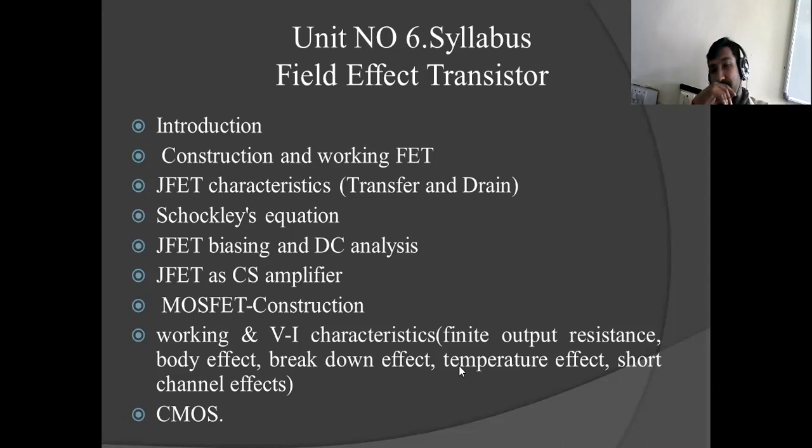Okay, so we see the tree diagram of FET. FET is divided into two types, that is JFET and MOSFET. JFET is again divided into two types, that is P channel and N channel. MOSFET is divided into two types. Which one? Depletion type and enhancement type. Very good.